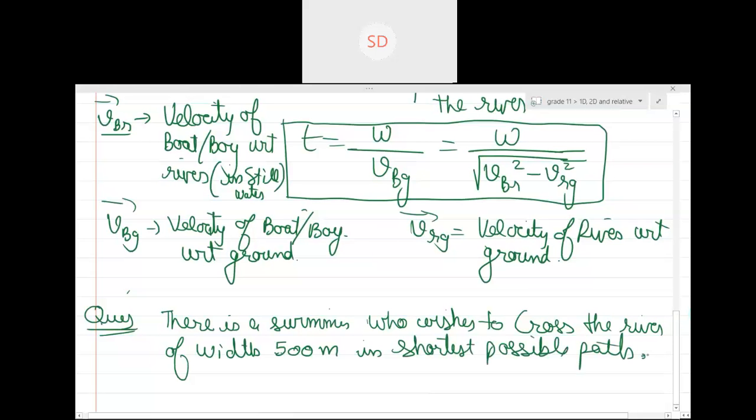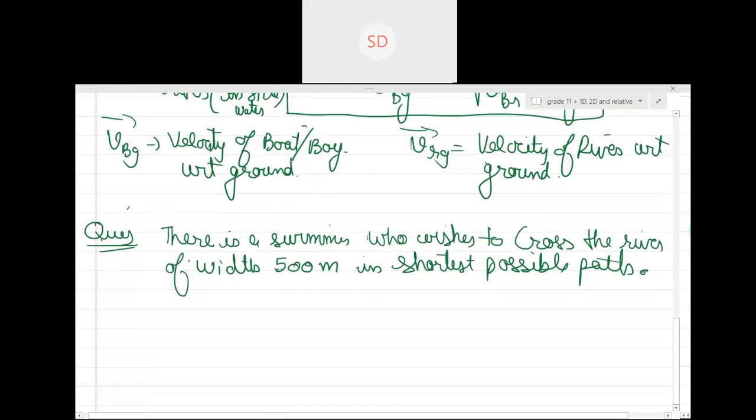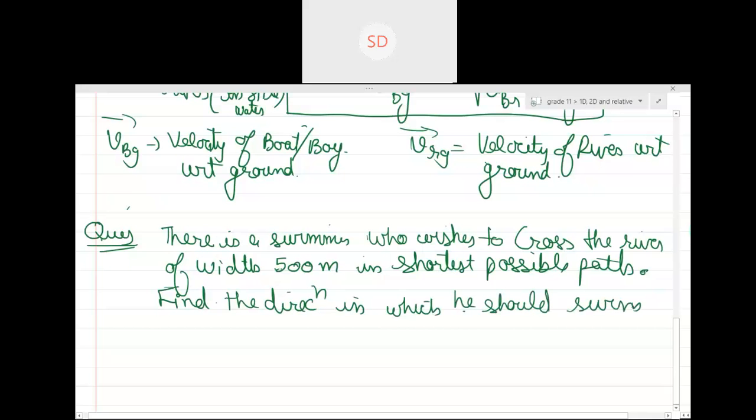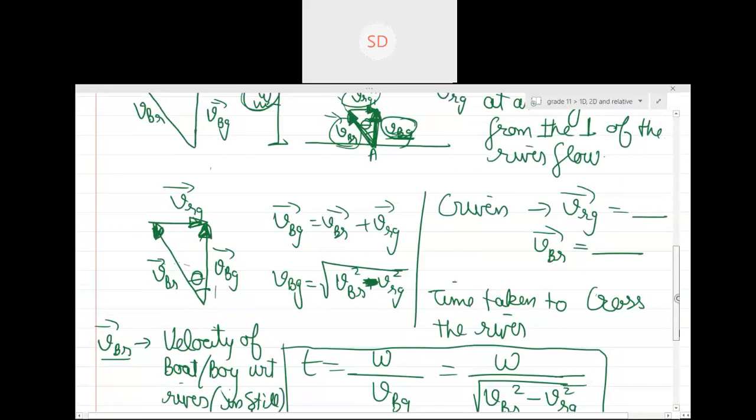What will happen in a general case, that is an advanced lecture. I'm not focusing on that now because first of all I need to do the basics. Can you tell me the speed of the swimmer? I am telling you. Find the direction in which he should swim to achieve this.